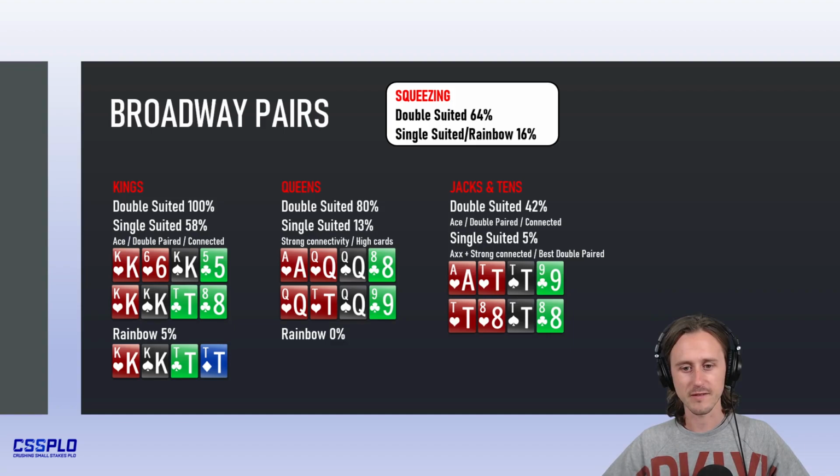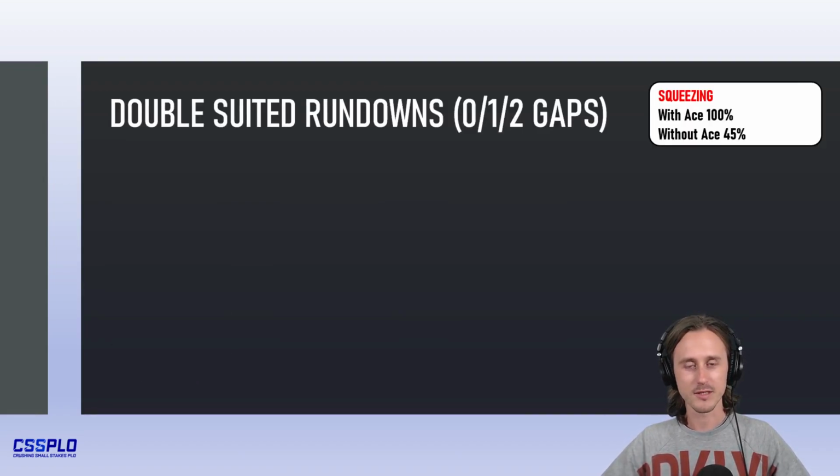Also combination 10 10 8 8, single suited the double paired hand, which is one of the best ones with the tens we can have. That is totally fine here. Okay, before we move on, sorry, we got the rainbow version here also, of course, we're never squeezing them. Double suited rundowns, let's look at them.